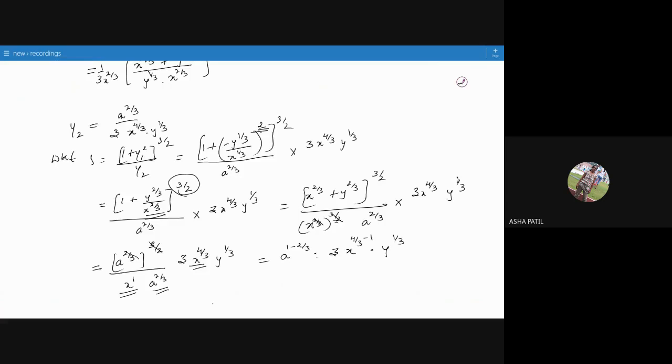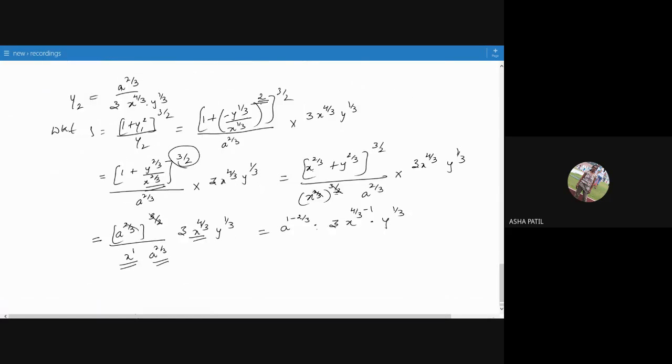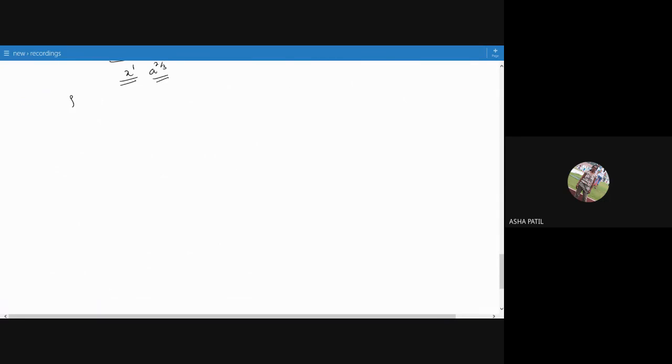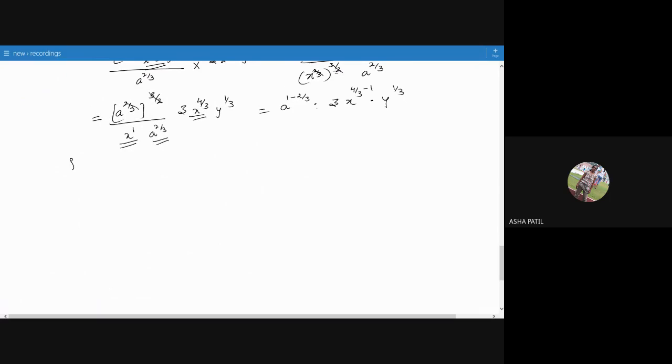So the simplification, 1 minus 2 by 3, the value of rho, we will get as 1 minus 2 by 3 is 1 by 3. It is a raised to 1 by 3. 3 times x raised to 4 by 3 minus 1, it is again 1 by 3. We have y raised to 1 by 3. So the value of rho is 3 times axy raised to 1 by 3. So this is rho for the given curve.